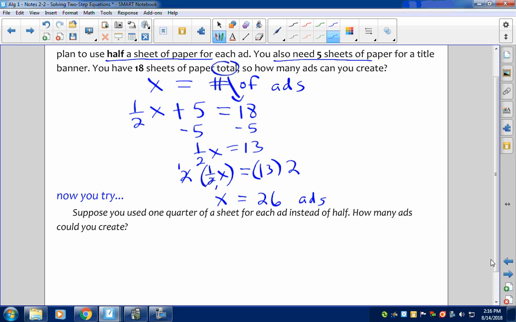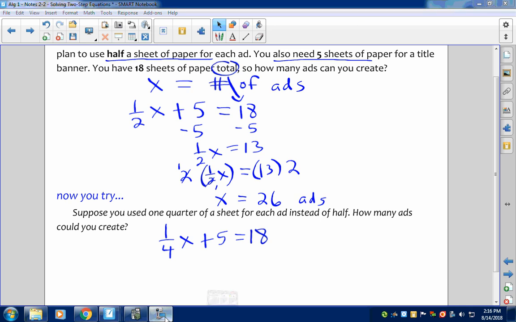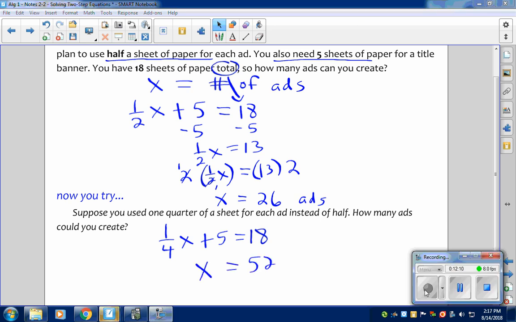What if we change the equation up a little bit here and say 1/4 of a sheet for an ad? What would change in this equation? The 1/2 would change to 1/4. So you have 1/4 x plus 5 equals 18. Go ahead and solve that and tell me how many ads you could get out of that. So you should get x equals 52 on the try-it one.